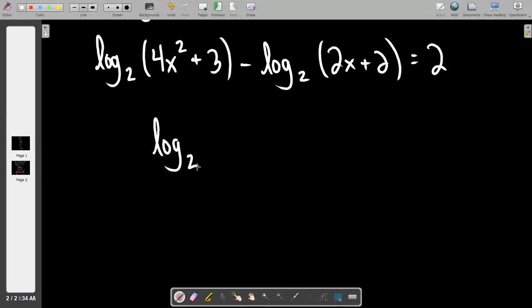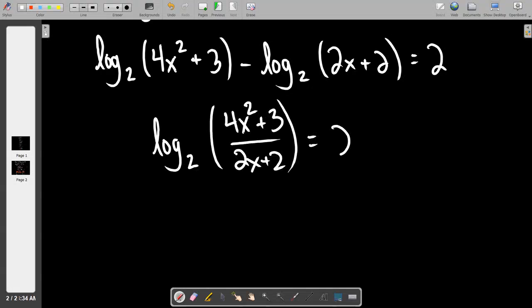So what do we get? We got to do that thing, the condensing. Yeah, so we got log base 2 of 4x squared plus 3 over 2x plus 2 equals 2.